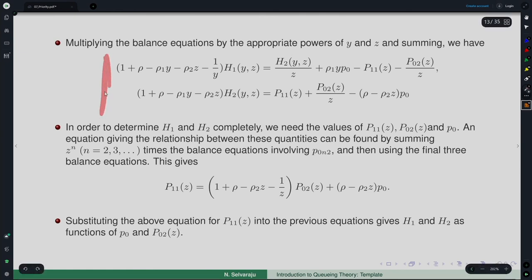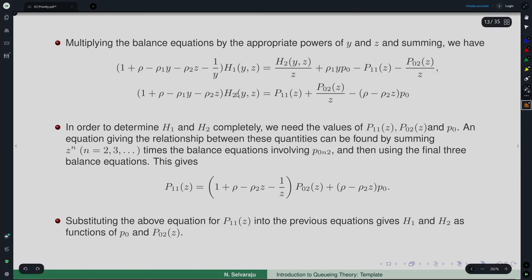This is a task that you need to execute to see that you arrive exactly at this expression by the appropriate powers of y and z, and summing over that you will end up with these 2 equations. But now if I look at these 2 equations, there are 3 unknown things here: p11 z, p02 z and p0. Right, in both the equations you have this.